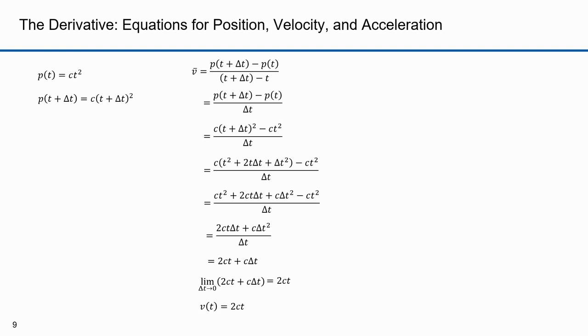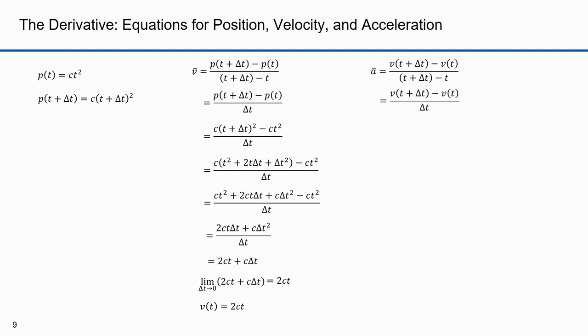Now that I have a formula for instantaneous velocity, I can derive a formula for instantaneous acceleration. Acceleration is the change in velocity over the change in time. Here's the equation for average acceleration between t and t plus delta t. Average acceleration is the velocity at time t plus delta t minus the velocity at time t, divided by t plus delta t minus t.